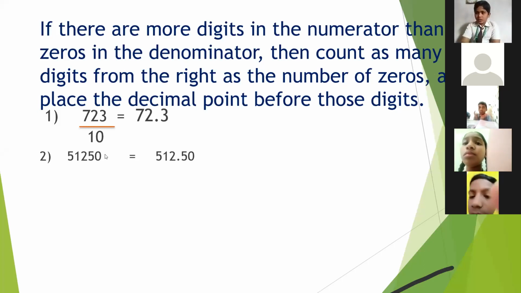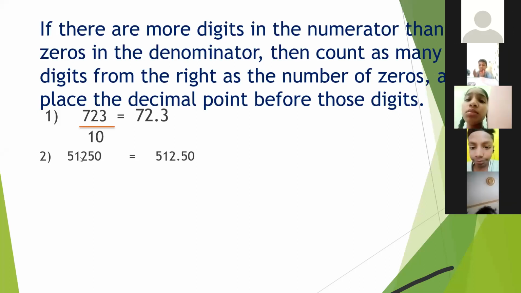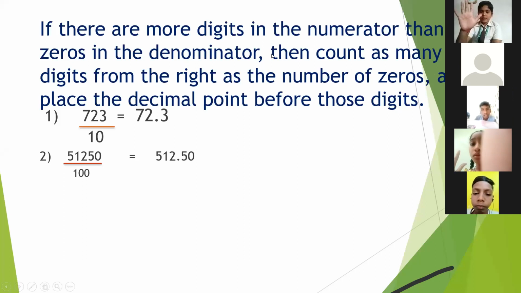Now for this question, what will you do? See here. You can observe that more digits are in the numerator than in the denominator. In the denominator, how many digits are here? 1, 2, 3. But in the numerator, 1, 2, 3, 4, 5. So in the numerator, there are more digits. Got it, students? Thumbs up.